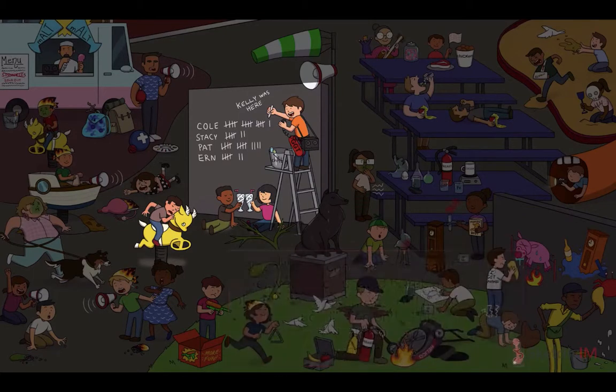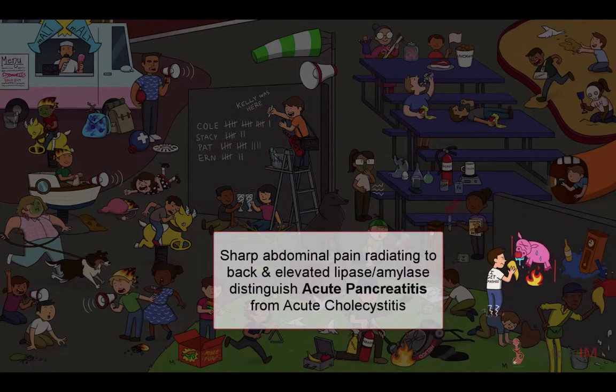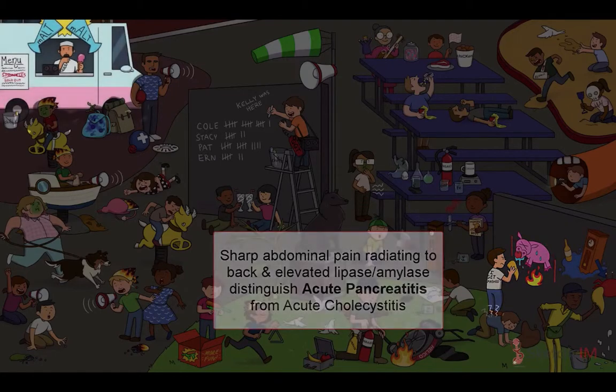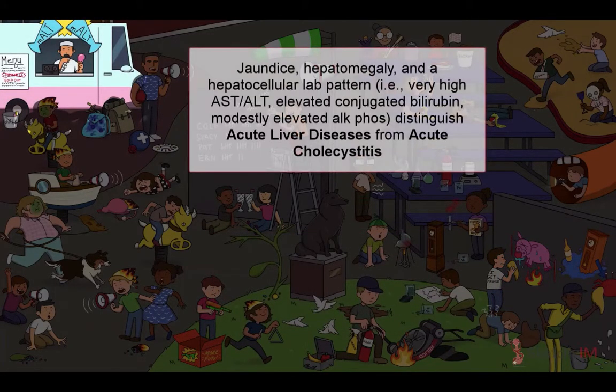Acute pancreatitis should always be on the differential diagnosis of abdominal pain. But with acute pancreatitis, expect to see sharp pain radiating to the back and elevations of serum lipase and amylase to over 3 times the upper limit of normal. Acute liver diseases can cause right upper quadrant pain, nausea, and vomiting as well, but with acute liver diseases, expect to see jaundice, hepatomegaly, and a hepatocellular lab pattern, meaning super high AST and ALT, elevated conjugated bilirubin, and modestly elevated alk-phos levels.